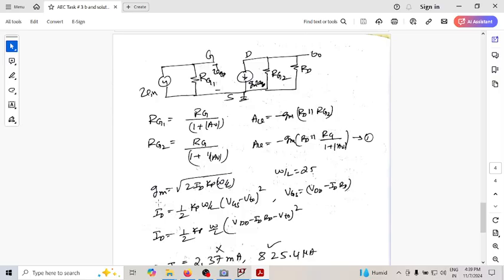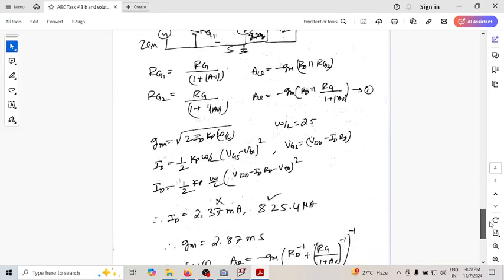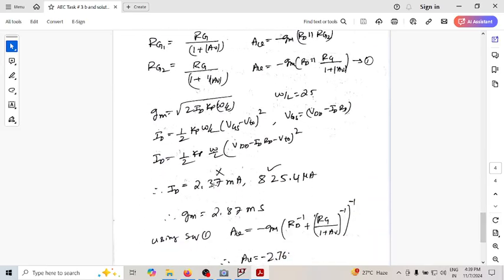So let us come to this gm. This is the expression of AV. gm is given as under root of 2 ID Kp into W by L. How much is ID given? ID is not given. We are supposed to find the value of ID. That's what we are finding here. This is the equation, and VGS is given by VD minus ID into RD, and we found there are two possible values.